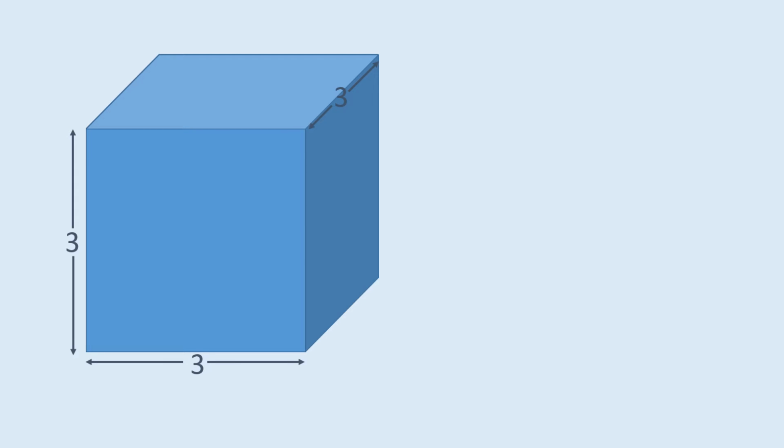Here we have a cube, all sides with a length of 3. We can work out its volume by multiplying the 3 side lengths together to give 27.